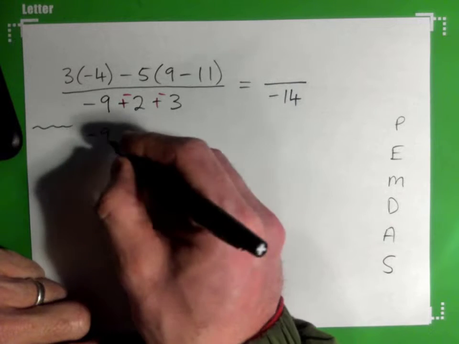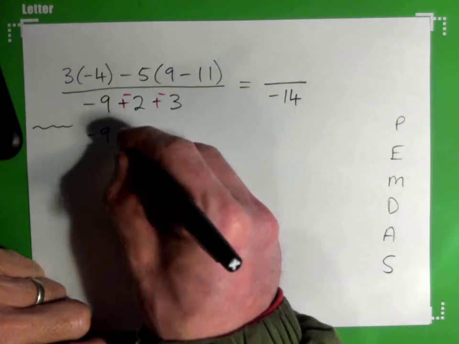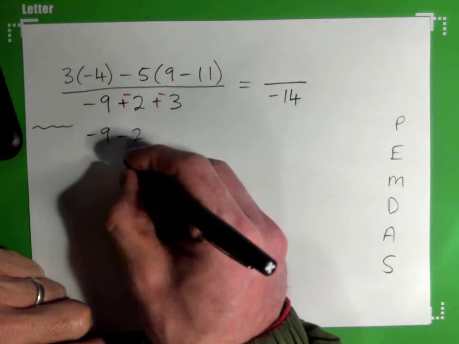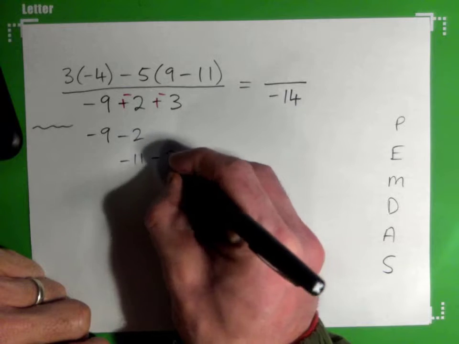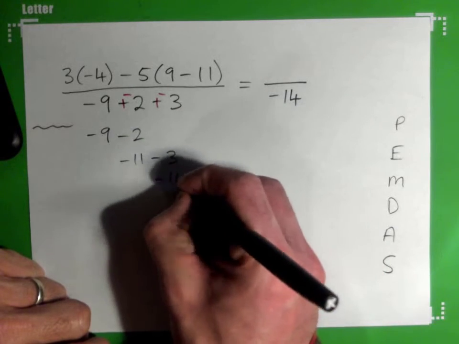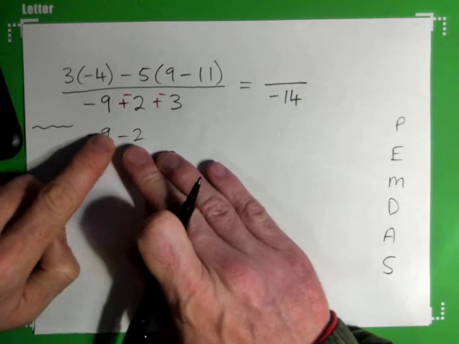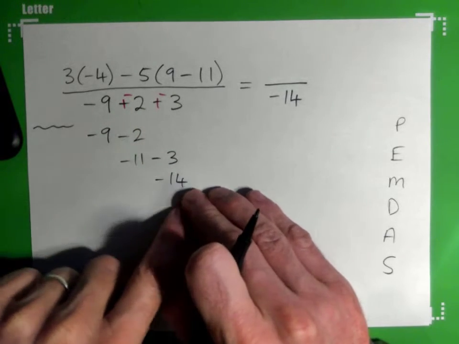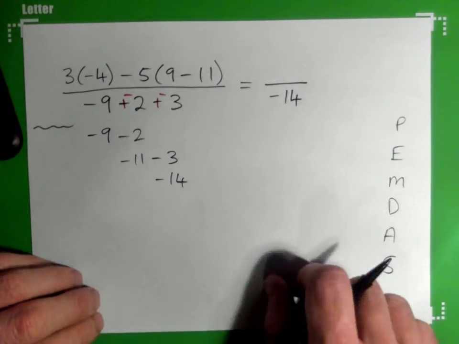Another way of doing that is, let's say you're diving below the sea. You dive down 9 meters, and then you dive down another 2. That brings you to 11 meters below sea level. Then you dive down another 3, and now you're 14 meters below sea level, right? Or you could say, I spent $9, then I spent $2, then I spent $3, now I've spent 14 altogether. So in any case, that's negative 14.